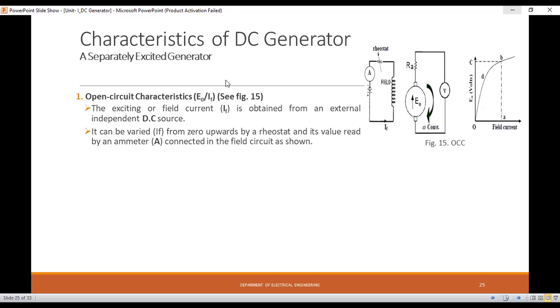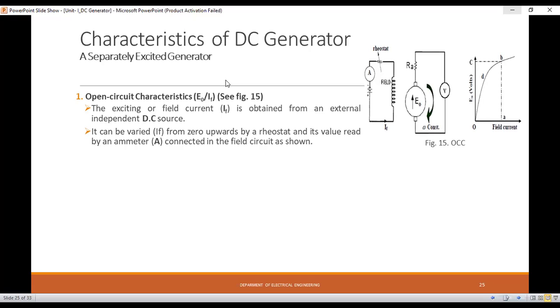Now, among these characteristics, we have already discussed the first one, that is the open circuit characteristics of a DC generator, the OCC characteristics. The procedure for obtaining the characteristics is similar for all types of generator, and the OCC characteristics obtained are similar for all types of generator. These characteristics can be divided into four parts.